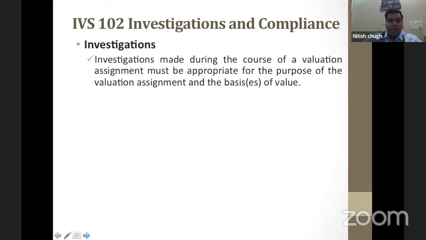Investigations are also done to understand the past performance of the entity. Past performance of the entity means if there are any wayward movements during the last 3 years due to any exceptional factor or extraordinary movement, the same is to be streamlined in the cash flows. For that purpose, investigations are required.